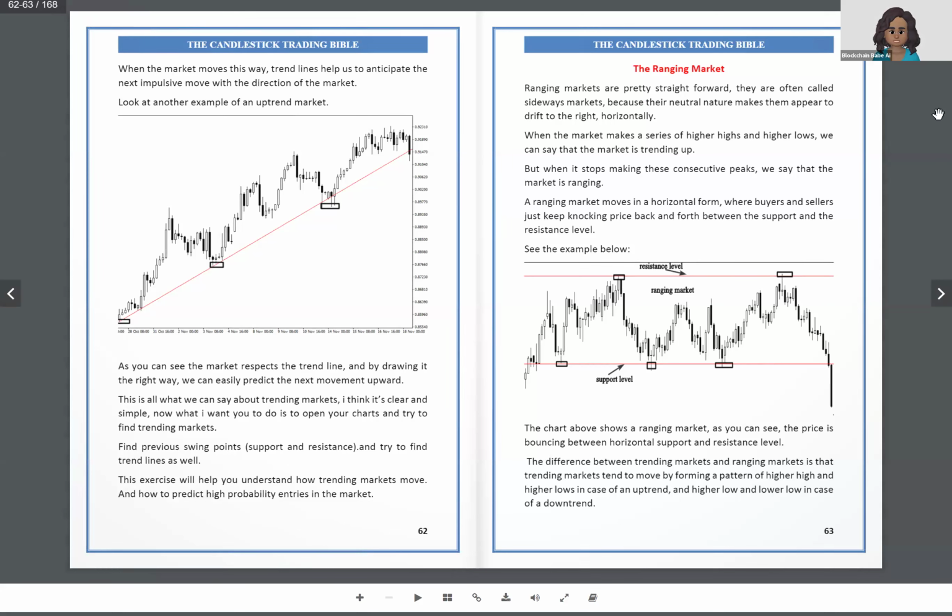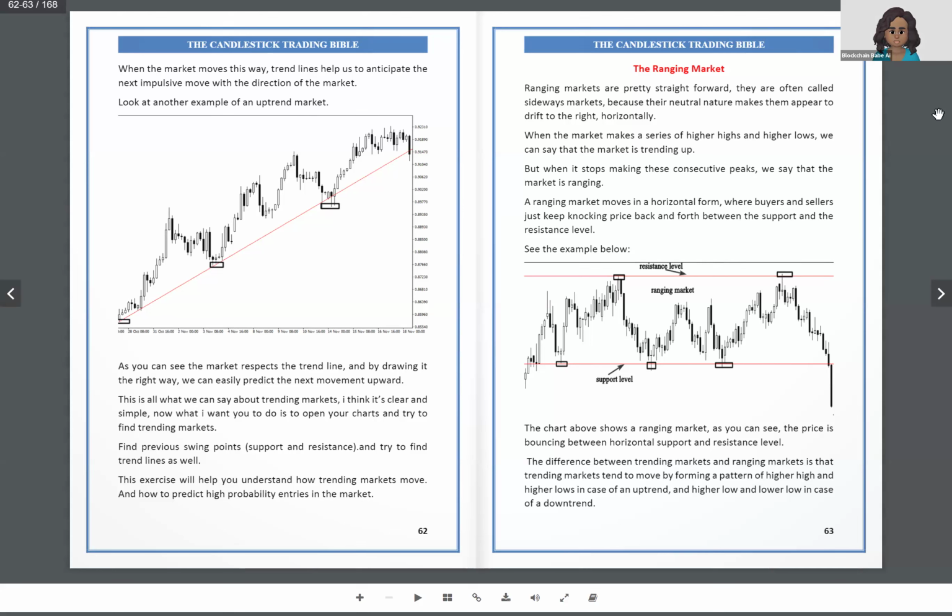All right. As you can see, the market respects the trend line, and by drawing it the right way, we can easily predict the next movement upward. And this is what we say about trending markets. I think it's clear and simple. Now what I want you to do is open your charts and try to find trending markets. Find previous swing points, support and resistance, and try to find trend lines as well. This exercise will help you understand how trending markets move and how to predict high probability entries in the market.